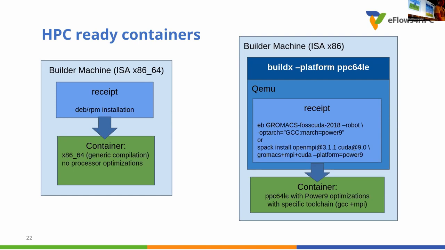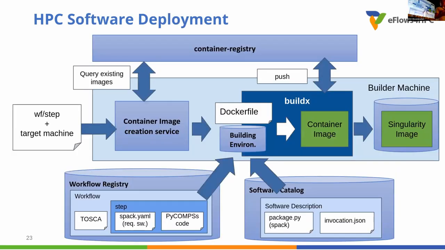So we will have a container that can be built for this specific processor, and also with a specific toolchain, specifying the GCC or the MPI to be compatible with the versions that we have in the HPC system.